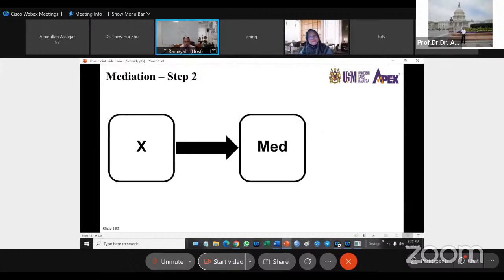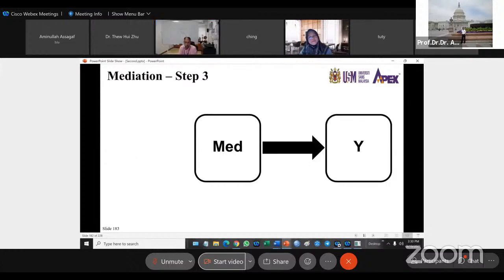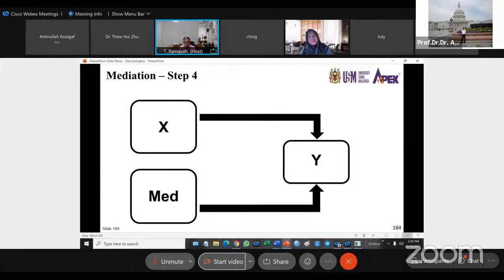Independent to mediator, this is step number 2. Not significant, you also have to stop there. Then we have step number 3, mediator to dependent, not significant, you have to also stop here. And finally, we regress the independent and mediator directly, and we compare step number 1 and step number 4 to decide whether we have full mediation or partial mediation. That's what we have been doing for a very, very long time.